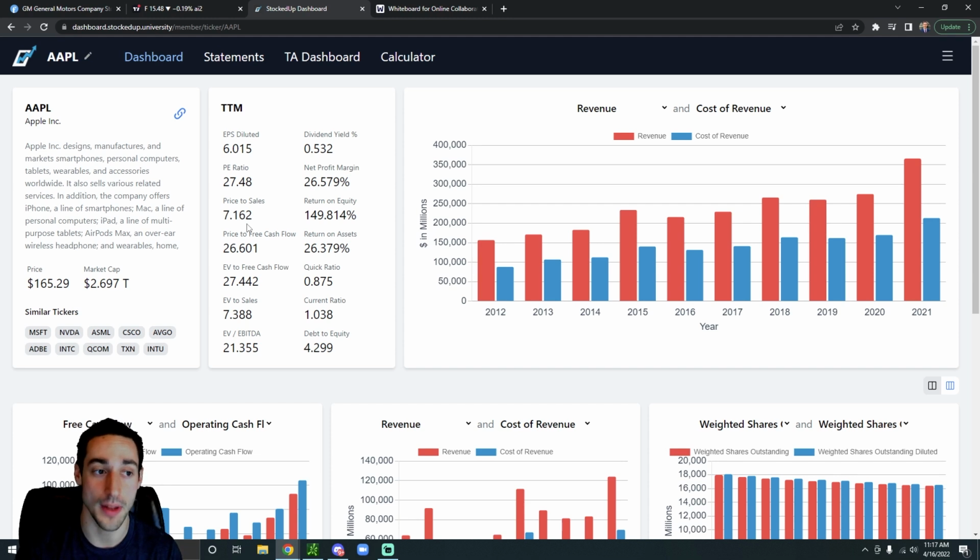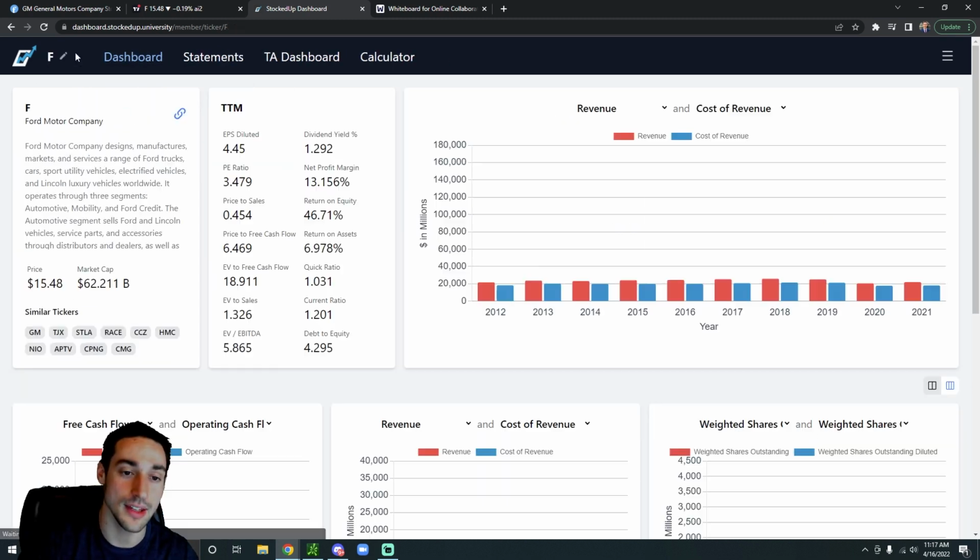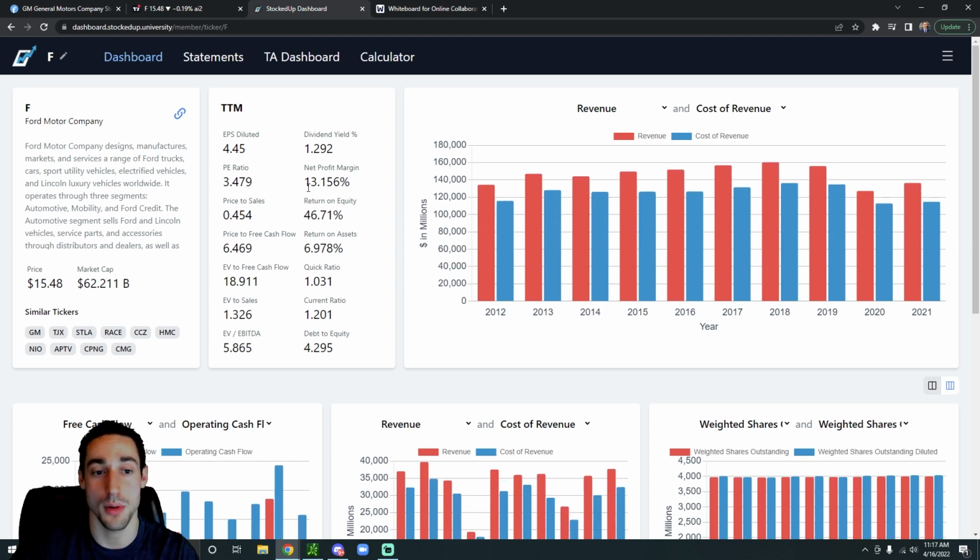For example, out of every $100 in revenue that Apple brings in, they will take home a much different amount of money than Ford will. We can see Apple's net profit margin is like 26.5%, while Ford's net profit margin is like 13.15%. So they're just completely different businesses.